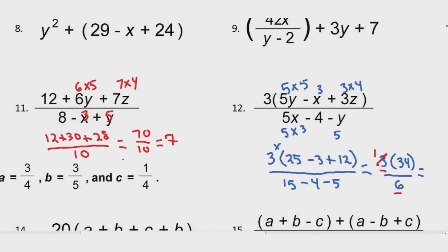3 divided by 3 is 1, and 6 divided by 3 is 2. Remember, whatever you do to the top, you have to do to the bottom. So you end up now with 34 over 2, and basically you're saying 34 divided by 2, or how many 2's go into 34, which is 17.